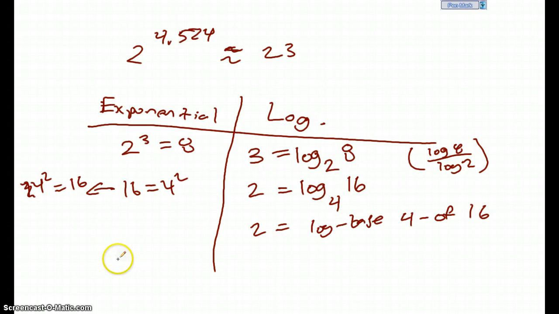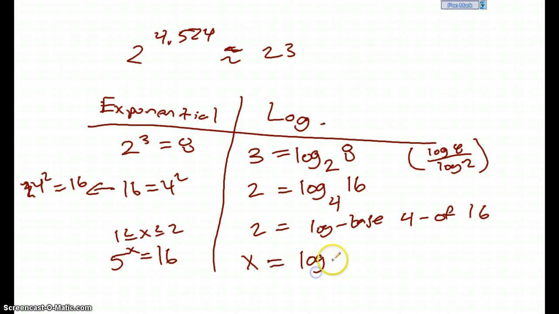Well, what if we wanted to solve 5 to the x equals 16? Well, I know that 5 to the 1st gives me 5, 5 squared gives me 25, so x is going to be somewhere between 1 and 2. Well, I can't really solve it this way unless I just guess and check, so I'll convert it into log form. I get to isolate x because it is the exponent on 5 that gives me 16.